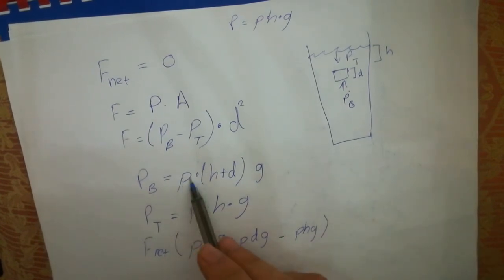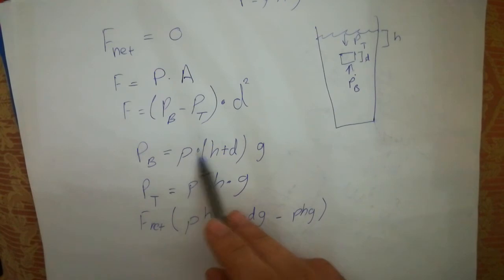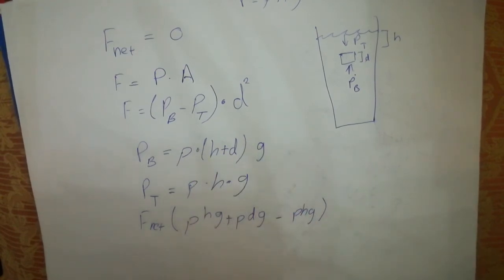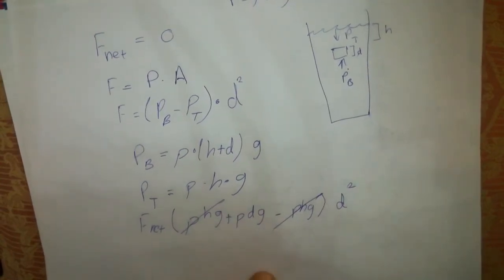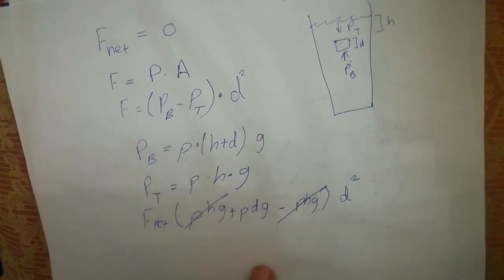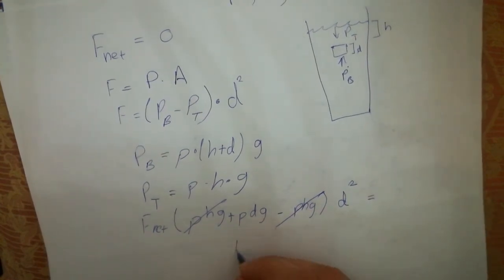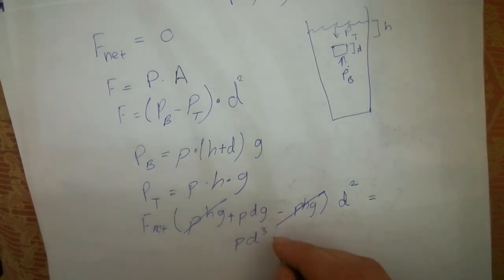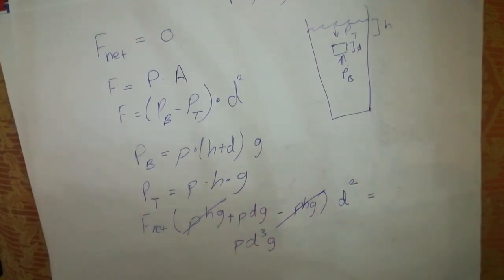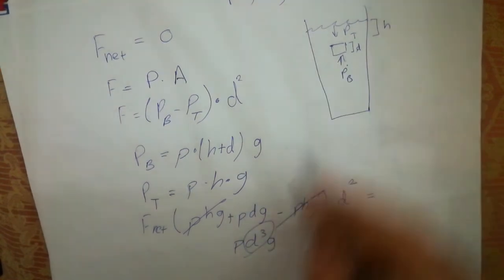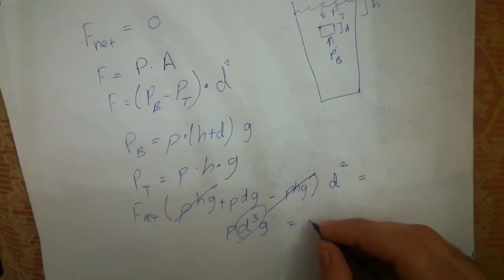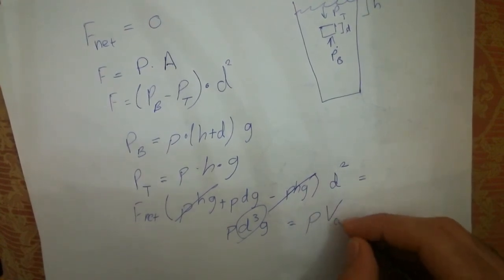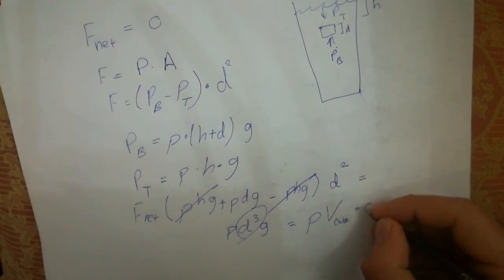What I'm realizing is I'm actually factoring these out. So I'm going to have rho gh, rho gd as well, minus rho gh, and multiplying that by d squared. So we got these two canceling out. So we got rho dg times d squared, which is the same as saying rho d to the power 3 multiplied by g. And what is d to the power 3? That is the volume of the cube. So we can replace d to the power 3 and say rho times V of the cube times g.